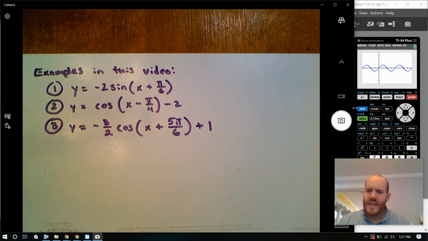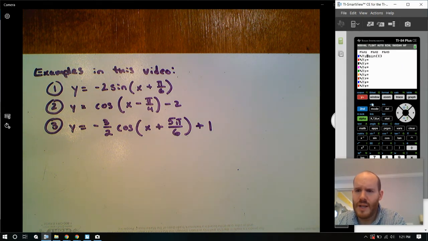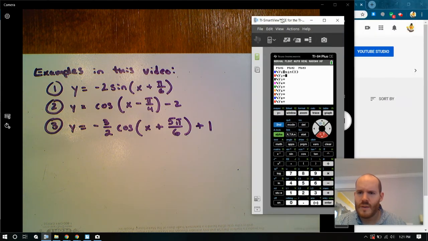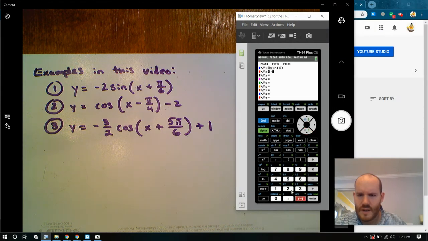So to first get a handle on it before we actually dive into an equation, I want to really show what's happening with this first graph. Over here on the calculator, I have the graph of y equals sine x. And in red, I'm just going to plot the graph of -2 sine of x plus pi divided by 6, so that we can compare these two graphs.